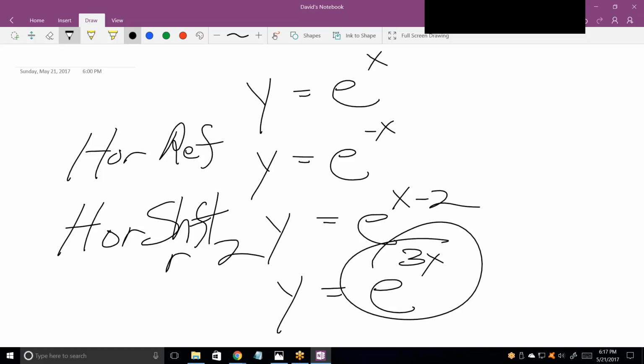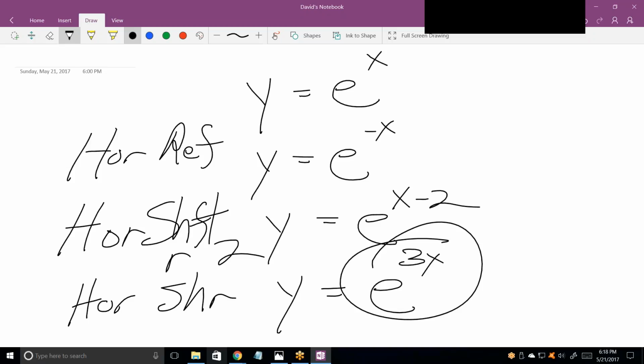Notice why that's inside the function. That is f of 3x. That's what makes it inside the function. And what does that do? That's a horizontal shrink or stretch. It's actually a shrink.